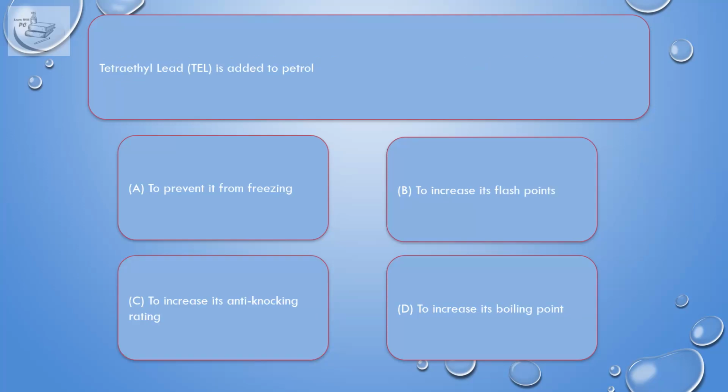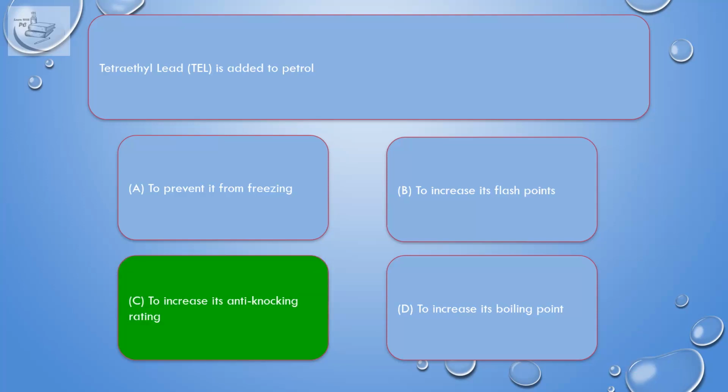Question: Tetraethyl lead, TEL, is added to petrol A. to prevent it from freezing, B. to increase its flash point, C. to increase its anti-knocking rating, D. to increase its boiling point. Correct answer is C. To increase its anti-knocking rating.